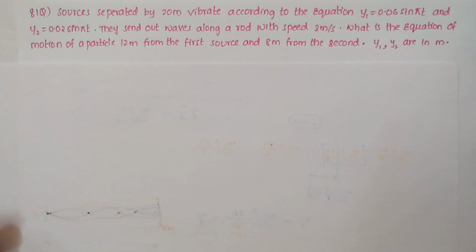So the next question: sources separated by 20 meters vibrate according to the equations Y1 equals 0.06 sin pi t and Y2 equals 0.02 sin pi t. They send out waves along a rod with speed 3 meters per second. What is the equation of motion of a particle 12 meters from the first source and 8 meters from the second source?